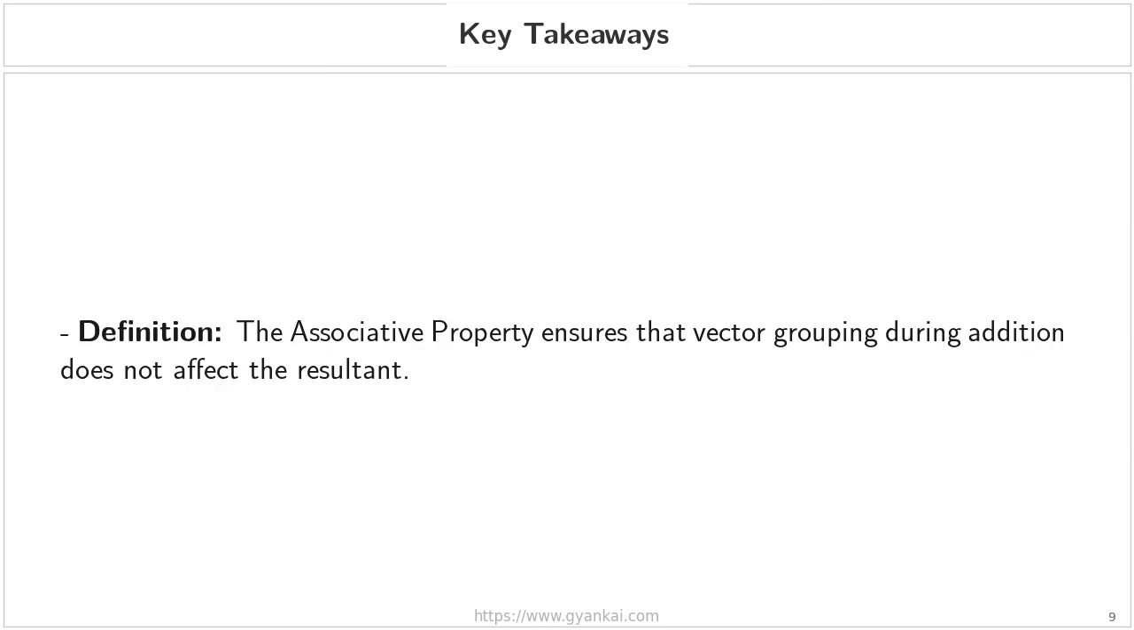Key takeaways. First, let's revisit the definition. The associative property essentially guarantees that when we are adding vectors, the way we group them using parentheses does not change our final resultant vector. Whether you group the first two or the last two, the destination remains the same.